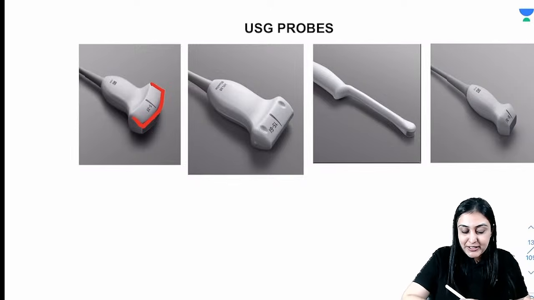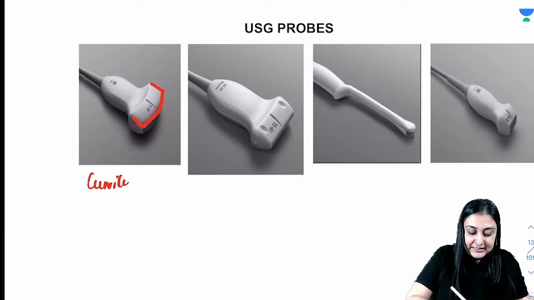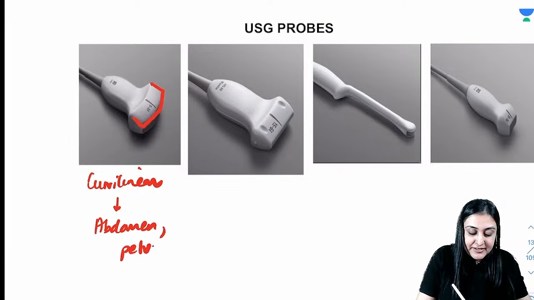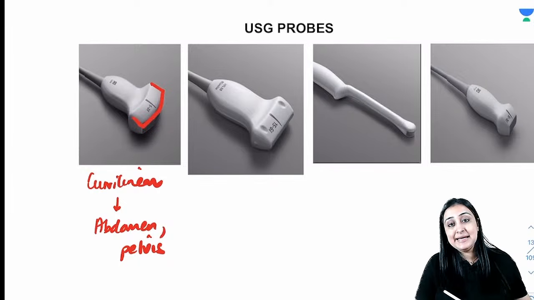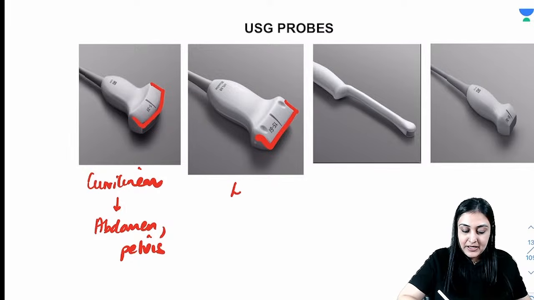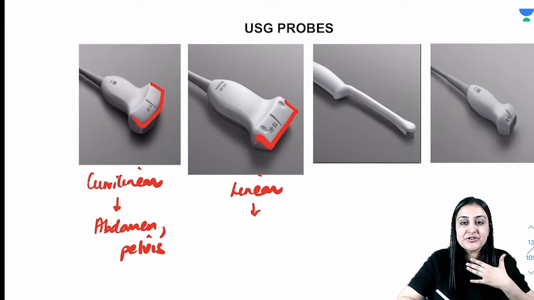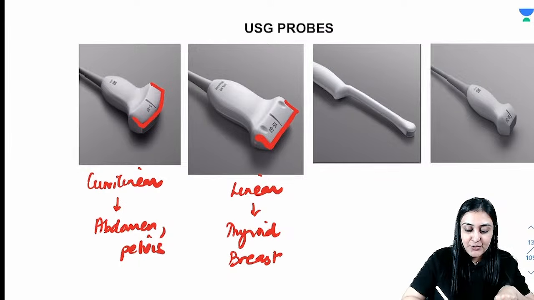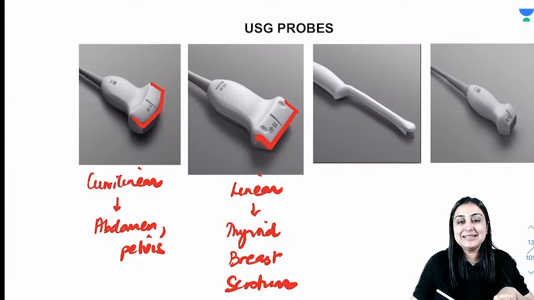So what is this? This is the curvilinear probe, which is going to be the probe of choice for deeper structures. This is going to be the best for abdomen ultrasound and pelvis ultrasound. When the probe has a linear, horizontal shape, this is the linear probe. Remember, linear probe is for superficial structures. If I want to do thyroid ultrasound, breast ultrasound, or scrotum ultrasound, I can use the linear probe.